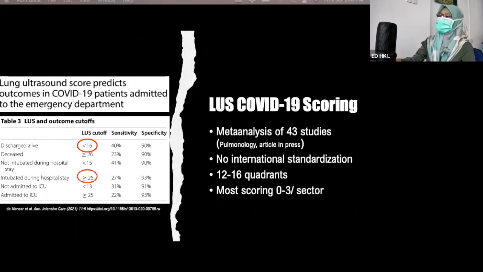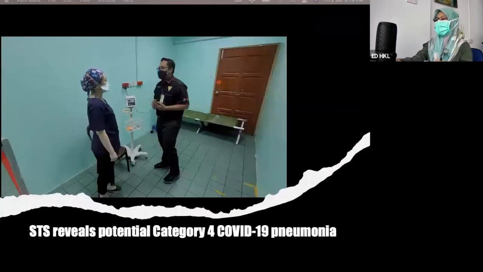Okay? And a score of more than 25, or some studies state 22, most likely means the patient will be intubated and admitted to ICU. So you can use that to predict the outcome, or to pick up which patient you need to intubate. Okay, all right, so we are done with the lung ultrasound.